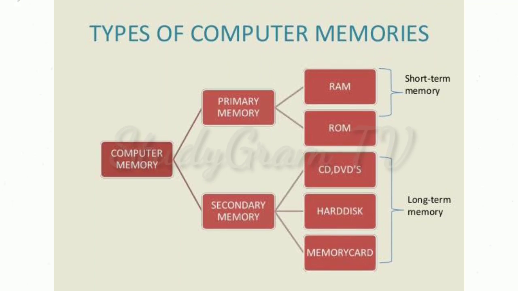Okay, now next up we have memory. The types of memory are two. It is divided into two types. First is primary memory, second is secondary memory. Primary memory we can call internal memory and secondary we can call external. These are further divided into their types.